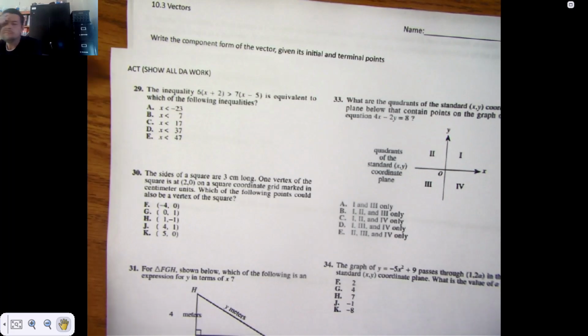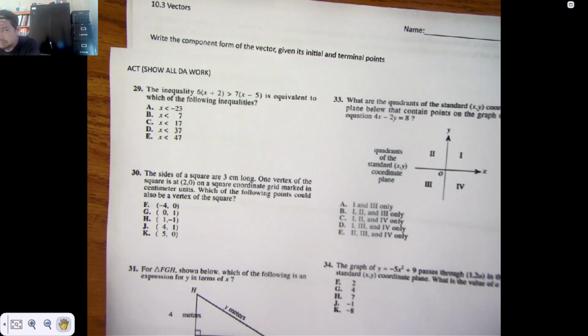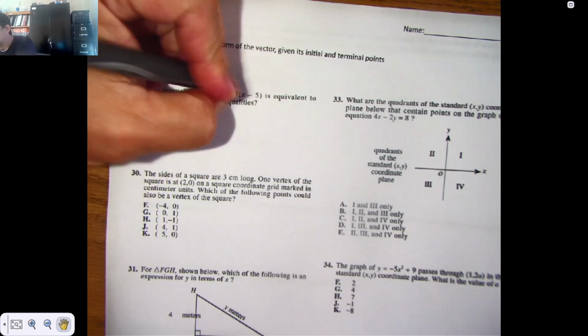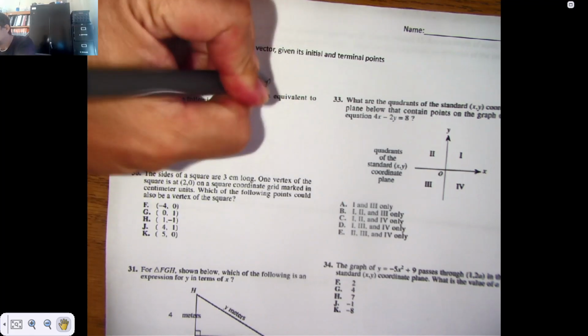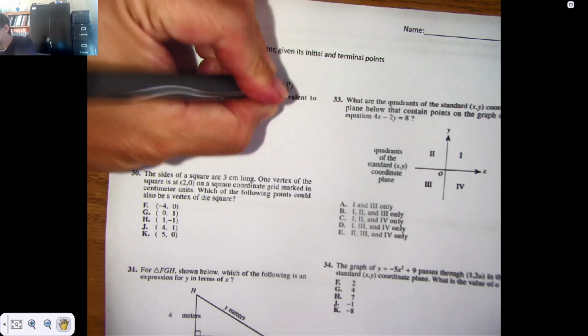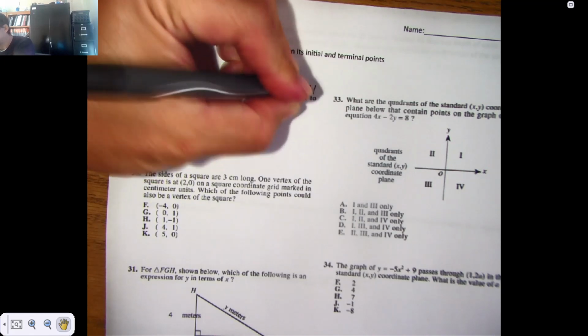All right, your favorite part about homework, ACT. Should be. I'm going to do it all for you. Hopefully some of it's starting to stick. If it's not, you're a blind copier. Don't blindly copy. Think.